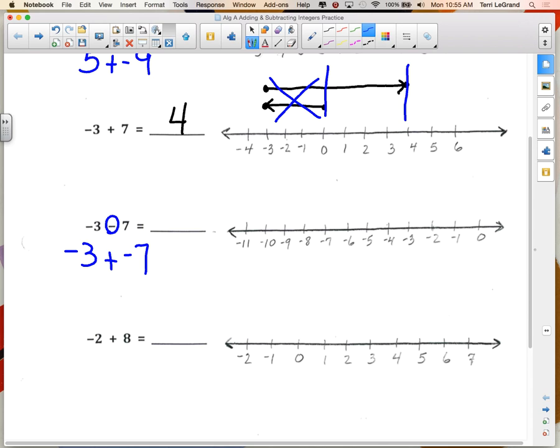Negative 7. So the subtraction changed to addition, the 7 changed to its opposite, it changed to negative 7. Okay, what do you predict the answer to this one should be? Negative 10. Negative 10. Why? Because you had 7 and 3 is 10, and they're both negative, so it's a negative. So 7 plus 3, Taylor is saying is 10. And since they're both negative, that means our 10 will be negative?